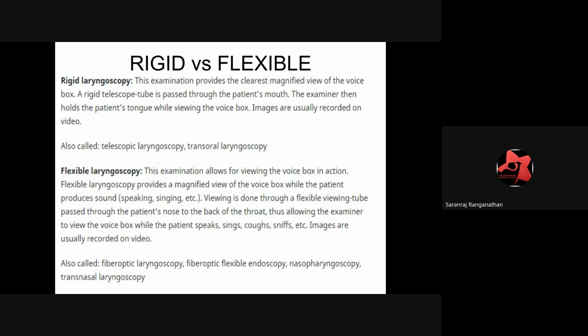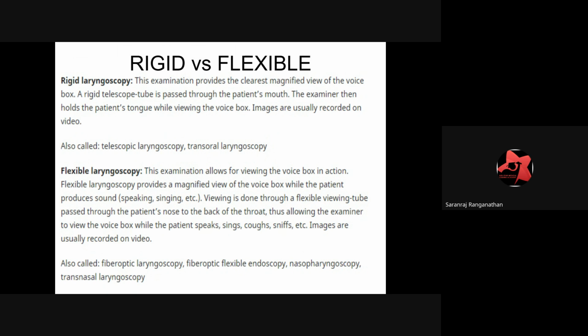Then in laryngoscopy itself, we have two methods: rigid and flexible. By the word itself we can understand that rigid means it is very strong, it is not a flexible one, and the other one is flexible. In rigid laryngoscopy, a tube-like structure is passed through the patient's mouth, and they examine the larynx and check the voice box and so on.